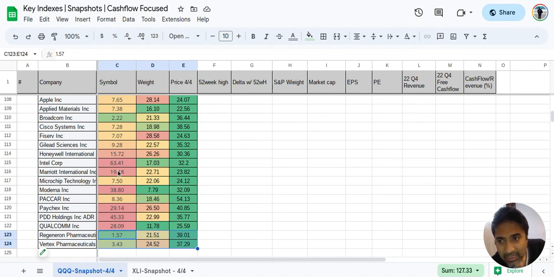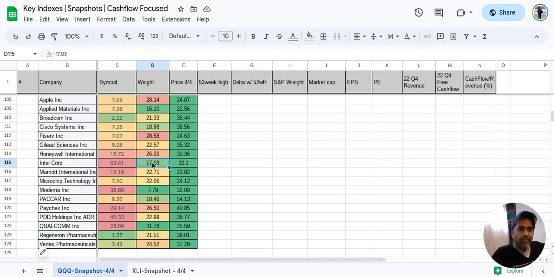Intel as well, but 17 PE for Intel with very low growth. I'd not be a very big fan of Intel at this point, but yes, you can consider it. Look at this 52 weeks. So it's basically bottomed around 25, 23. So you get a chance to buy Intel at 27, 28. I think it's a pretty good deal.